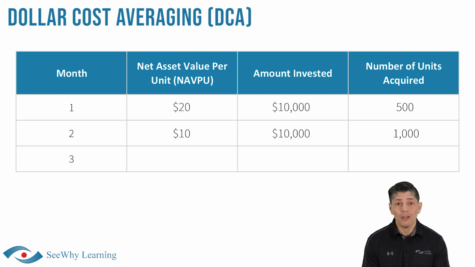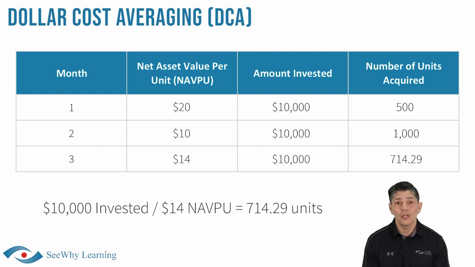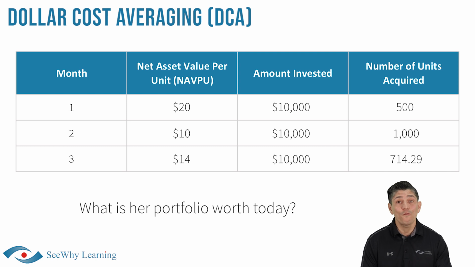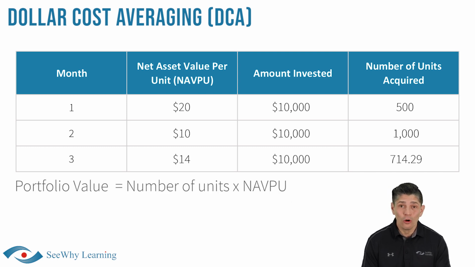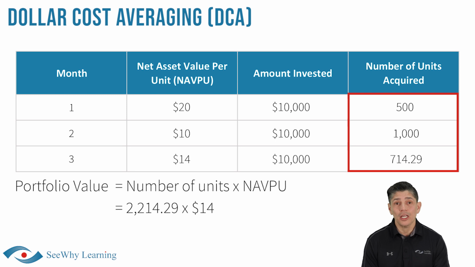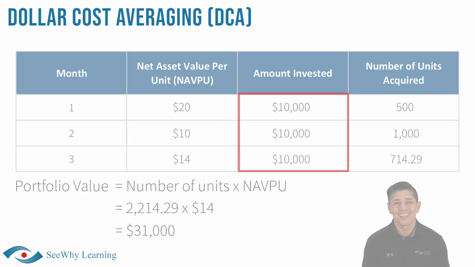In month 3, the NAVPU had rebounded a little bit to $14, and Sarah acquired a further 714.29 units calculated as follows. $10,000 divided by a $14 NAVPU equals 714.29 units. So what is her portfolio worth today? In total, she has 2,214.29 units. If we multiply that amount by the current NAVPU of $14, her portfolio would be worth about $31,000, which is $1,000 more than she invested.